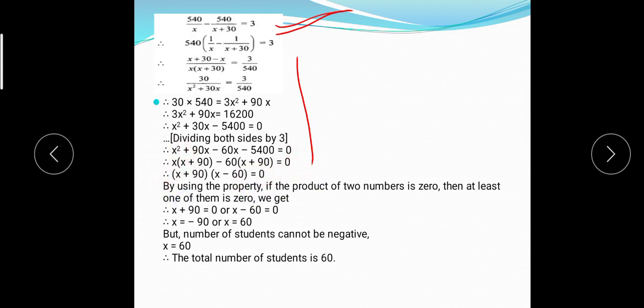So if the product is 0, one number should be 0. By using that property, x plus 90 is equal to 0, or x minus 60 is equal to 0. Therefore x is equal to minus 90 or x is equal to 60. But the number of students can never be negative. Therefore x is equal to 60. The total number of students is 60.